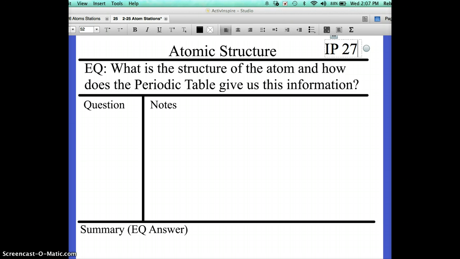Today we're going to be taking notes on atomic structure. If you would please turn to page IP 27 in your notebook. And if you're in my class, please take notes on page 50.